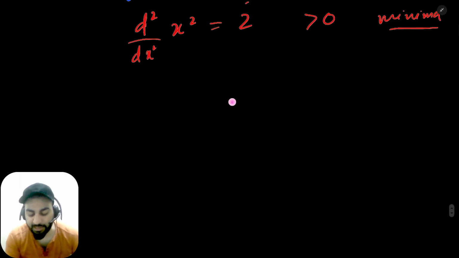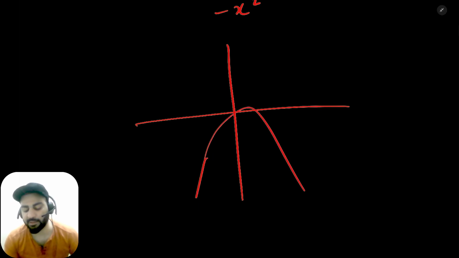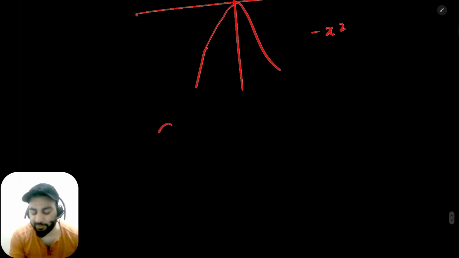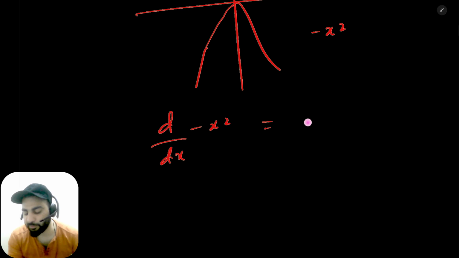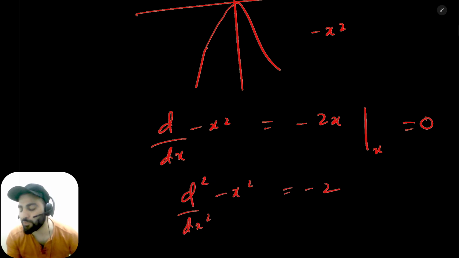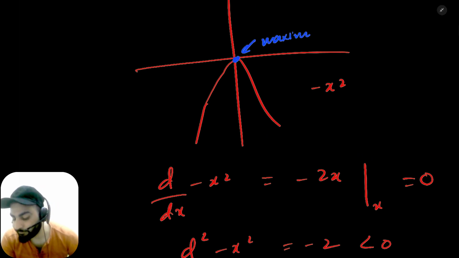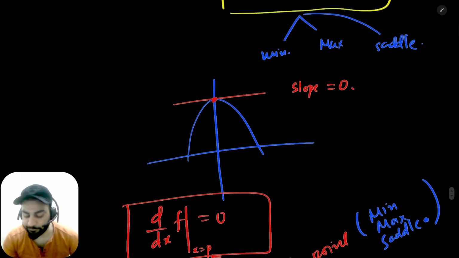Okay. Let's suppose we had this minus x square. So what is the graph of minus x square? It's like this. So this is minus x square. What if I take the derivative of minus x square with respect to x? This will give me minus 2x. So I know that at x equal to 0, this is equal to 0. Okay, this slope is equal to 0 when I put x equal to 0. So if I see the double derivative of this minus x square, that's equal to minus 2, which is less than 0, then guaranteed we'll have a maxima. So this point is a maxima. And here this point is a minima.